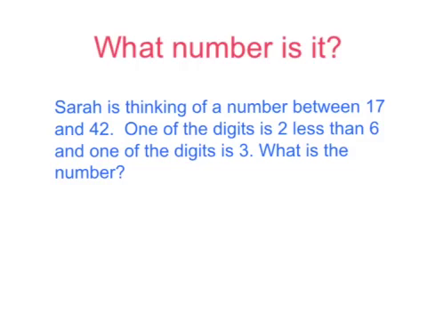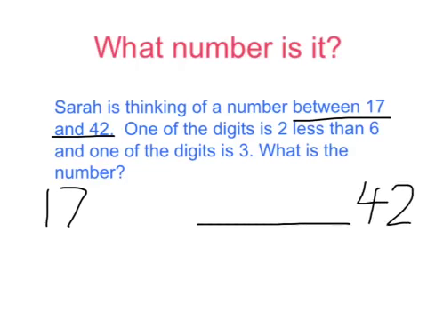Here's our problem. Sarah is thinking of a number between 17 and 42. One of the digits is 2 less than 6 and one of the digits is 3. What is the number? Okay, so we know some key information. It's between 17 and 42. So the number is going to sit somewhere in between those two numbers again. So it's not going to be on this side of 17 or this side of 42. It's going to sit in the middle here.